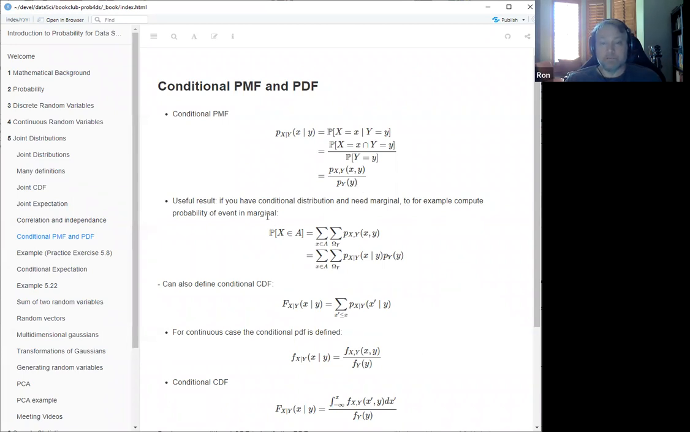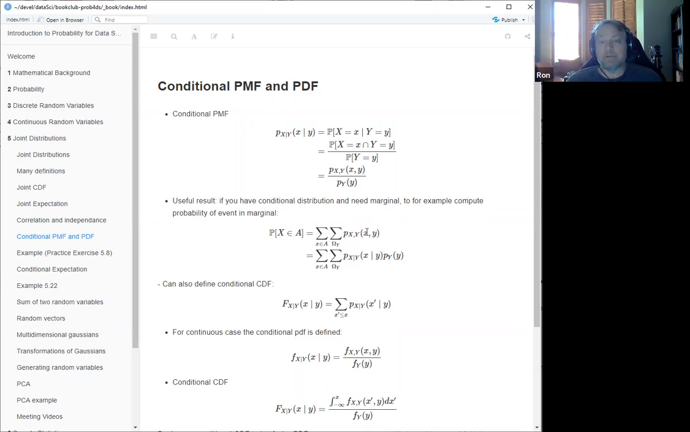One useful result is if you have a conditional distribution and you need, for example, the marginal to compute the probability of an event where we only care about the X. So given X, what's the probability that X is in some set A? That's going to be this sum of the joint distribution. I have to marginally integrate out the Y, sum out the Y, but then I only care about the x's that are in the set A. So that's what I mean by the probability of X in A when I have a joint distribution.